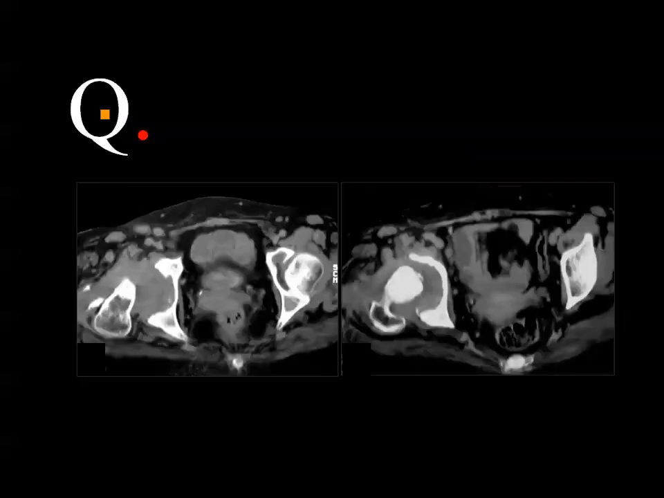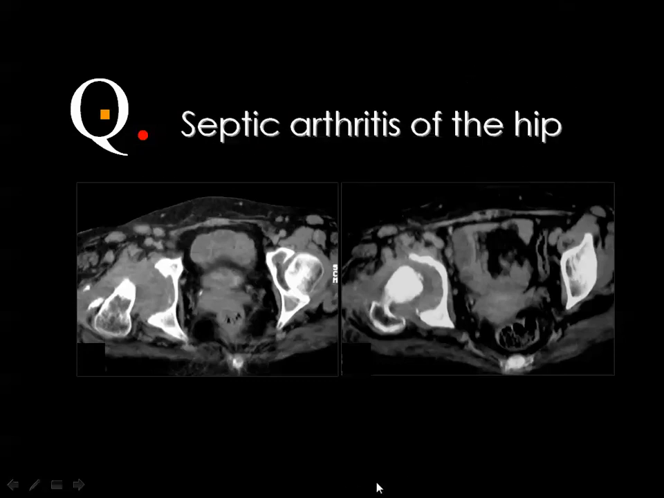CT of the hip joints. Yes, this is septic arthritis of the right hip. There is erosive changes in the femoral head and the neck, some bone sclerosis, and distension of the joint by inflammatory granulation tissue, with affection also of the acetabulum, and this is diagnostic of septic arthritis of the hip joint.